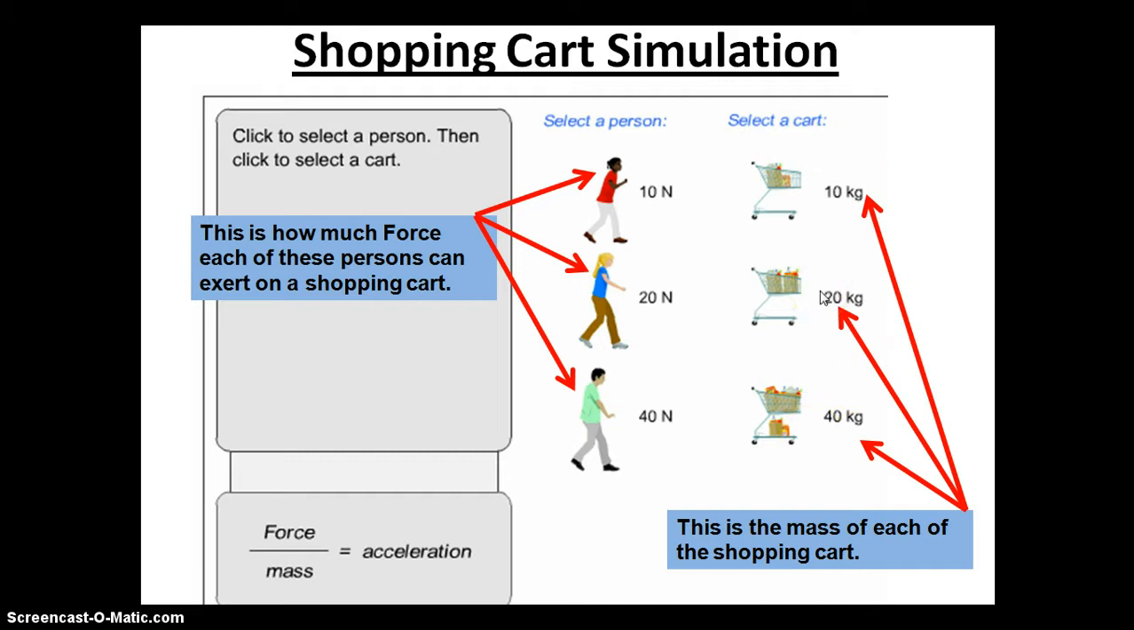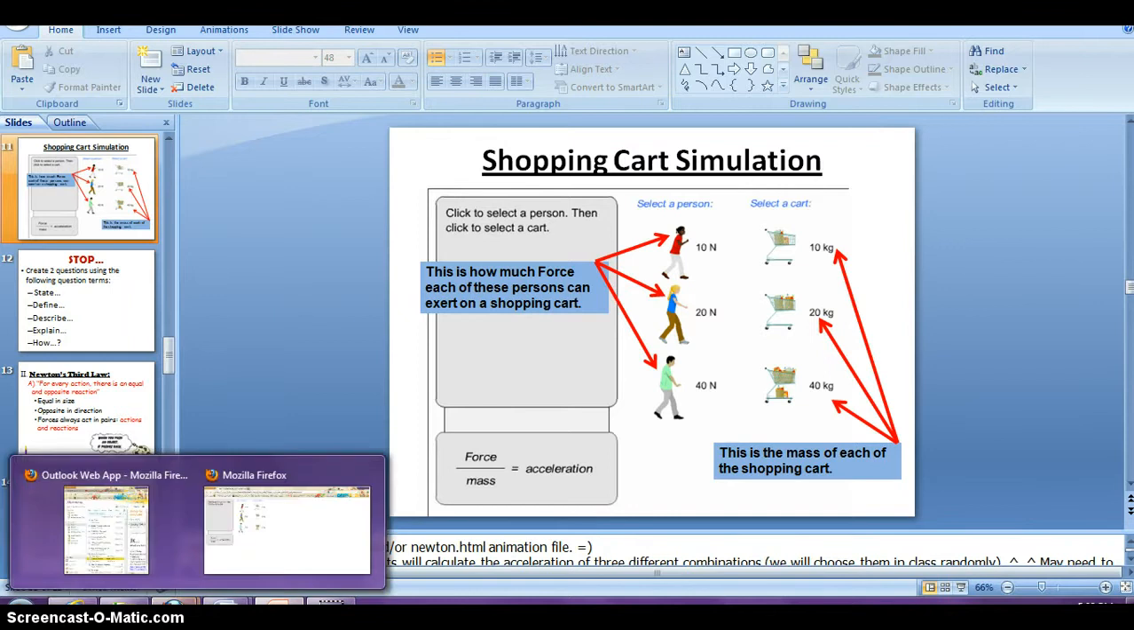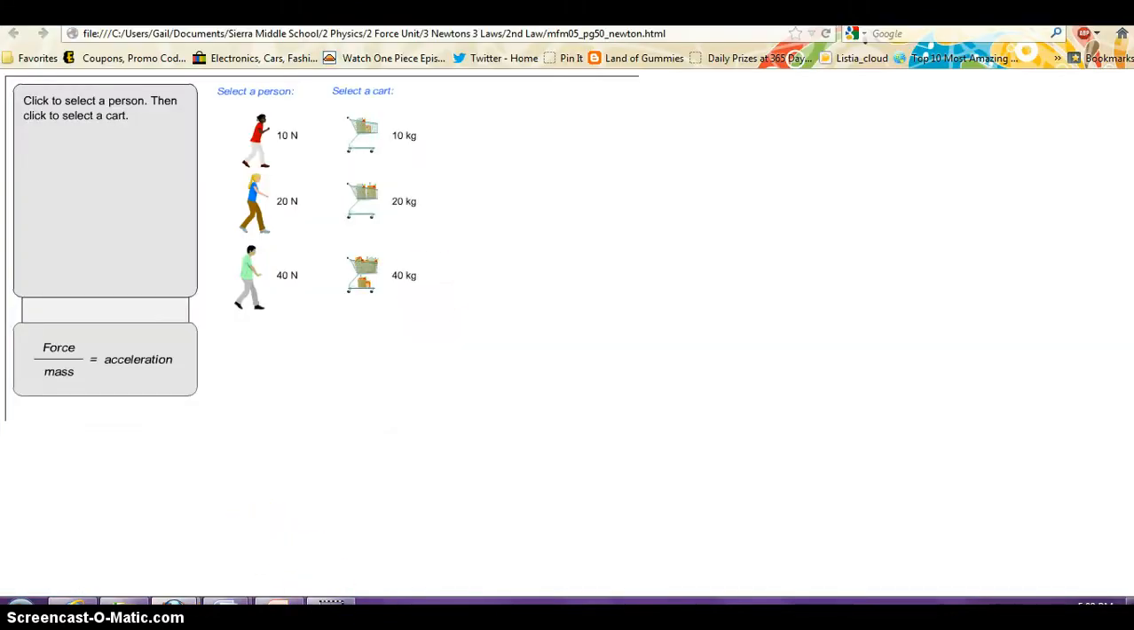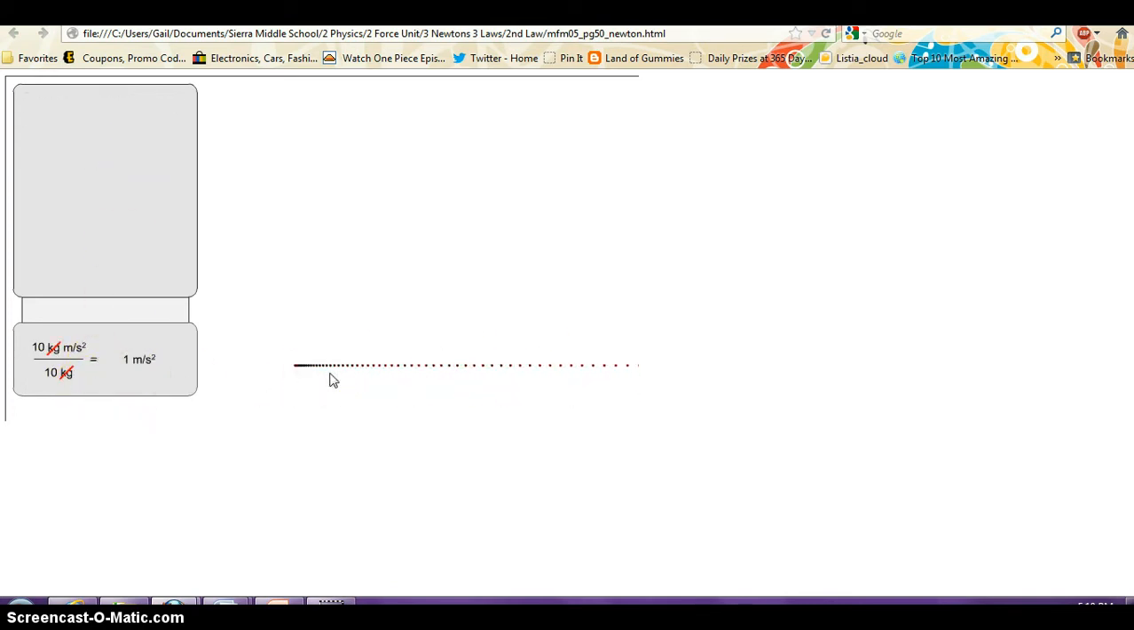Okay? Are you ready? So let's go online. Let's see, there it is. So here we are online, and if we chose, for example, the smaller person, which has a force of 10 newtons, and a small shopping cart, which will have a mass of 10 kilograms, you would divide those two, which would give us an answer of 1 meter per second squared, and that's her acceleration. Zoom, with a shopping cart.